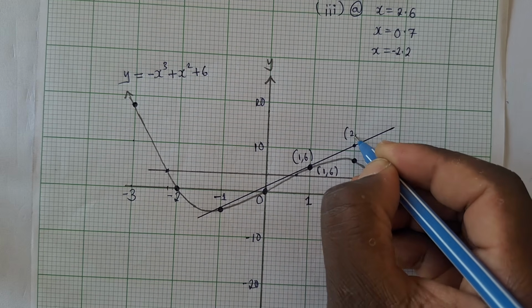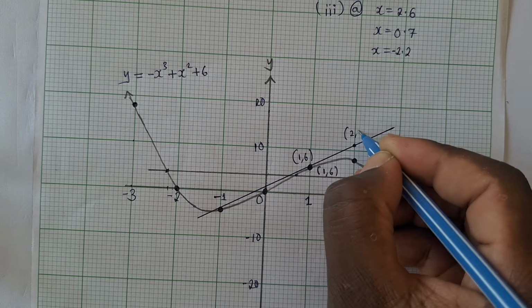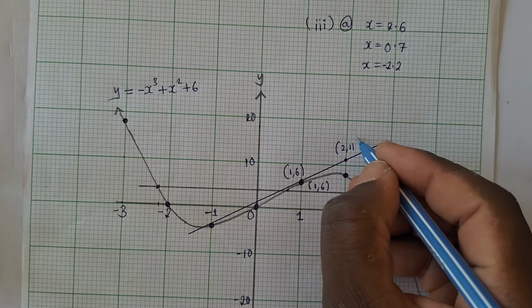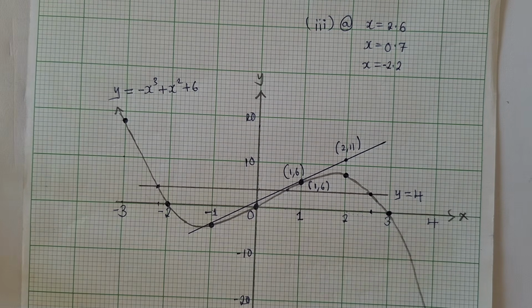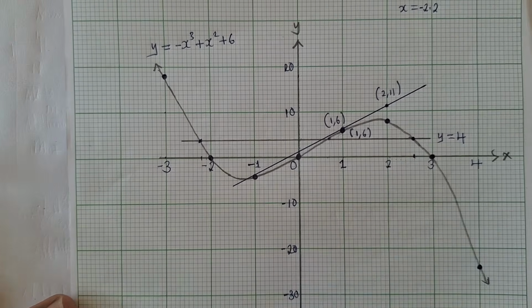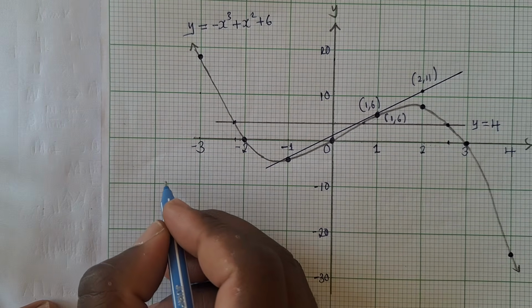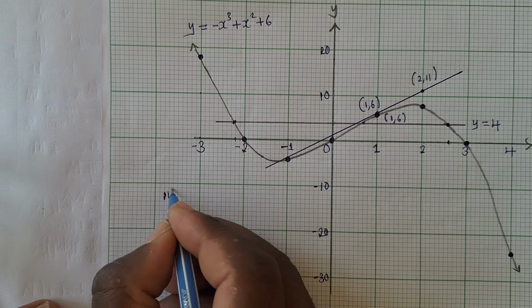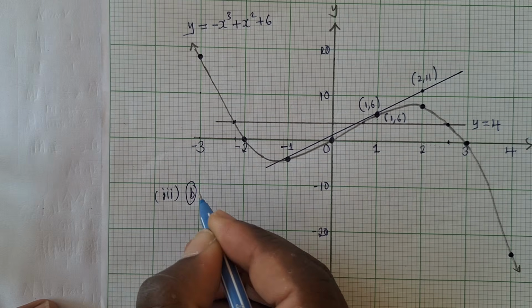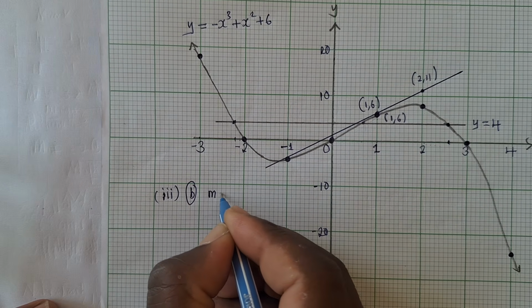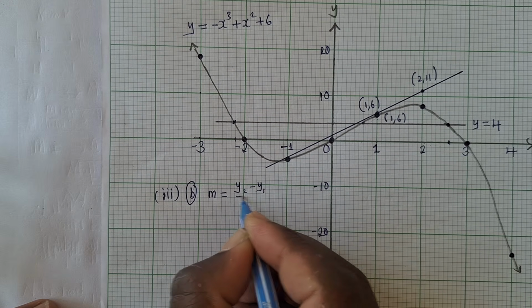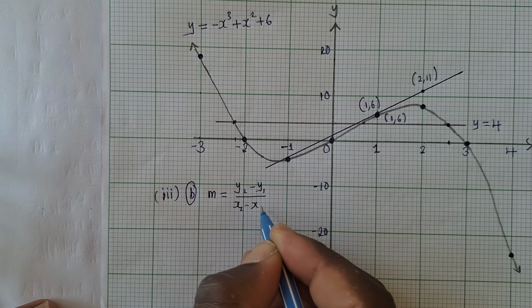This is 2,11. Okay. Others may give 2,10, it's okay. So once you pick that point, use now the formula. This is number 3b. Use the formula for finding gradient. That will be m is equal to y sub 2 minus y sub 1 over x sub 2 minus x sub 1.